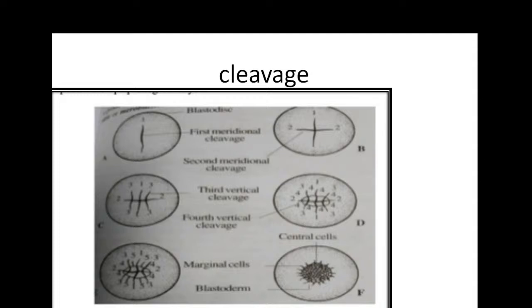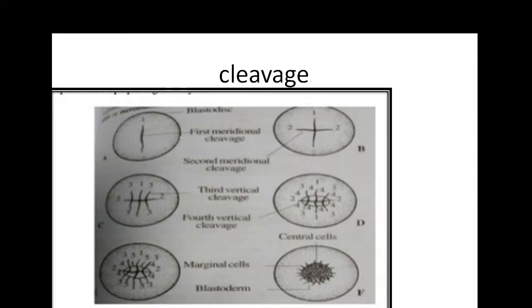In that region, what happens? Blastodisc. This is the blastodisc. The first cleavage will be the meridional cleavage. Now we are talking only about cleavage in birds. Always keep in mind that cleavage takes place only at the blastodisc. It is the place where the embryo proper develops. Toward the edge, the blastodisc has contact with the yolk.